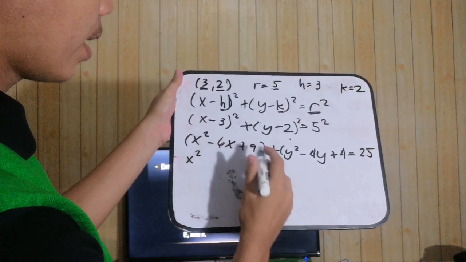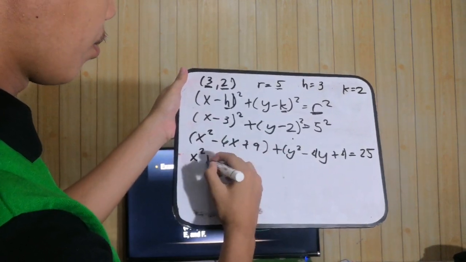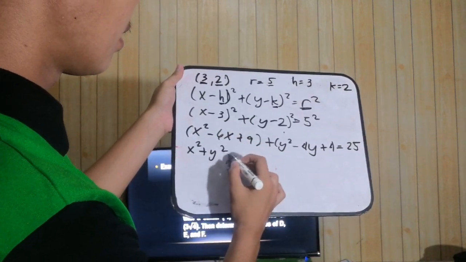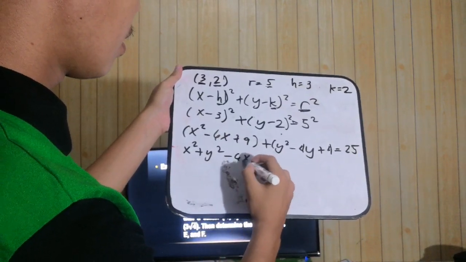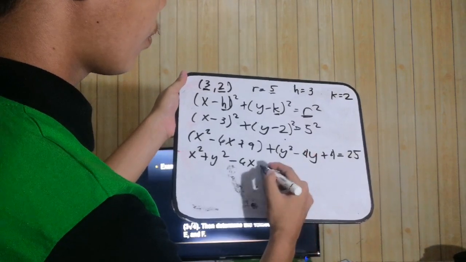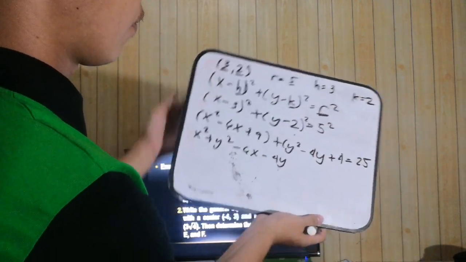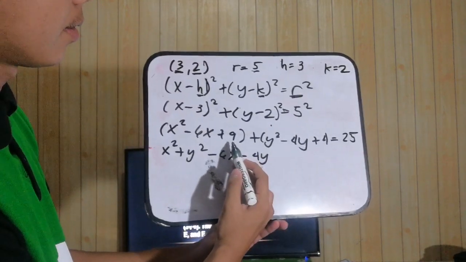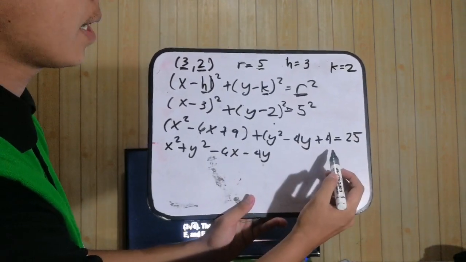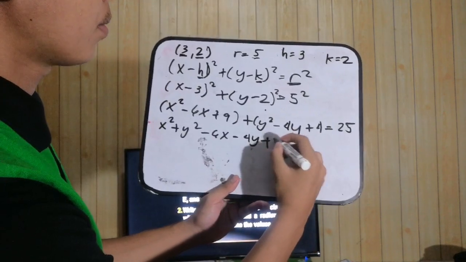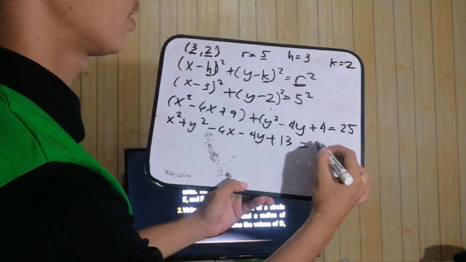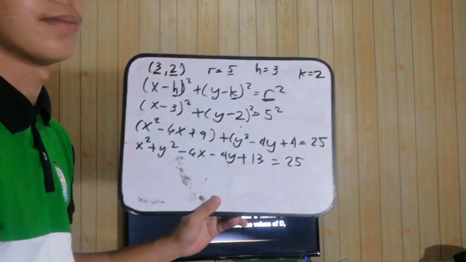x squared, i-arrange natin, plus y squared. Sunod natin, minus 6x minus 4y. Now, combine like terms. 9 plus 4. Pwede natin combine. 9 plus 4 is equals to 13. Right? Is equals to 25.